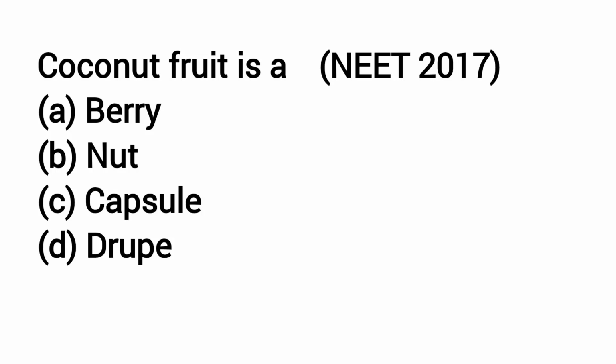First question, coconut fruit is. Again, it's a very simple and direct question. Coconut fruit is a drupe. Drupe means a fleshy fruit with a thin skin and a central stone which contains the seed. That is nothing but the drupe. Coconut and mango are examples of drupe. So option D, that is drupe, is the correct answer for this question.